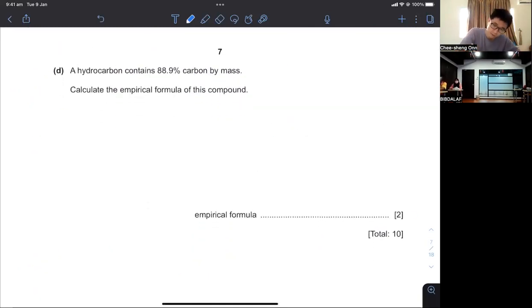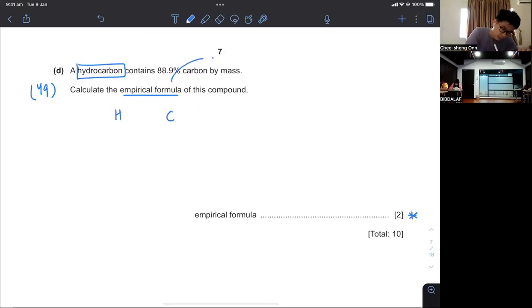This one is a 2 marks question. It's just calculating empirical formula. It's a year 9 mole calculation question. First of all, it's a hydrocarbon, so there is hydrogen, there is carbon. Label your working. Empirical formula is the simplest whole number ratio of atoms. These are year 9 definitions. It has to be whole number ratio, the simplest whole number ratio of your atoms.